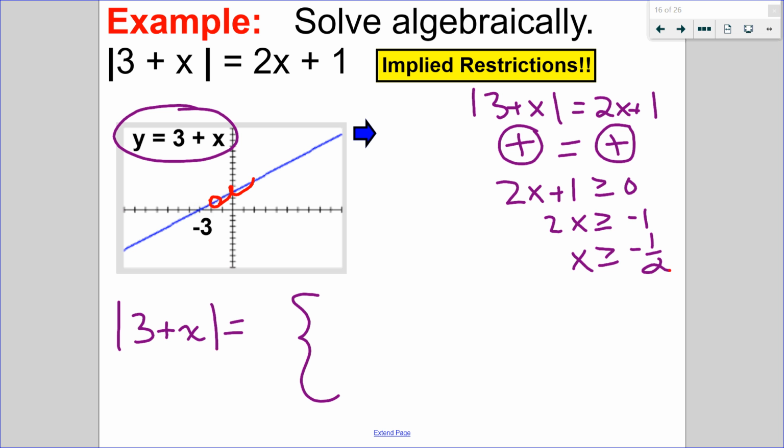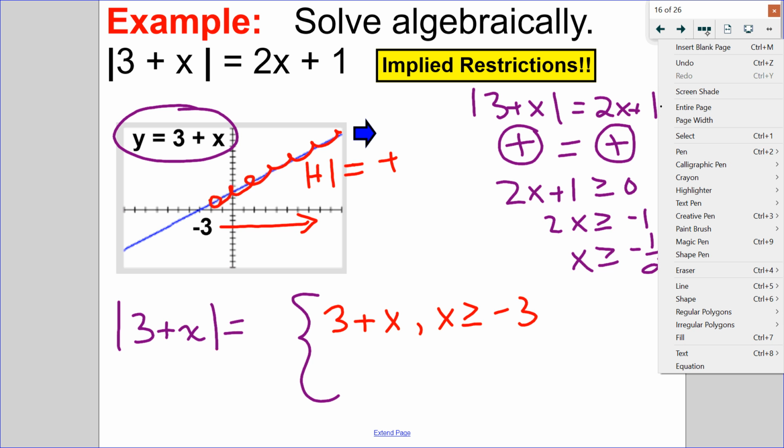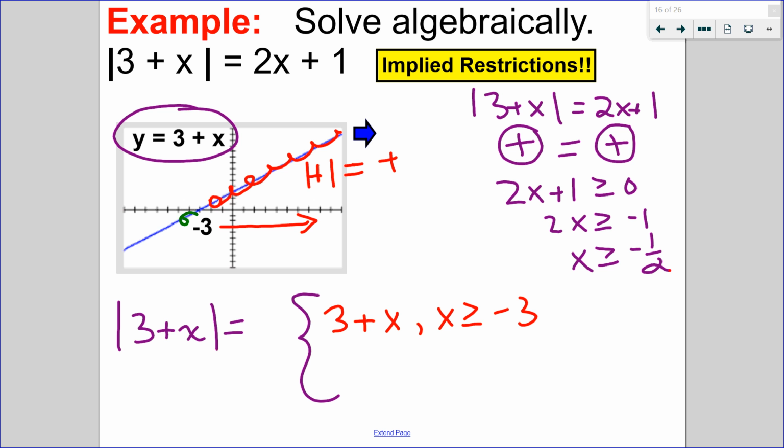The positive piece is where it's above the x-axis. When I take the absolute value of a positive, it stays positive. That is going to happen to the right of negative 3. So the positive piece means it stays the same, and that happens when x is greater than or equal to negative 3. Let's look at our negative piece. Our negative piece is where we're below the x-axis. My function's negative there, but the absolute value of a negative is a positive. So this is my reflecting piece, and that's going to happen to the left of negative 3.